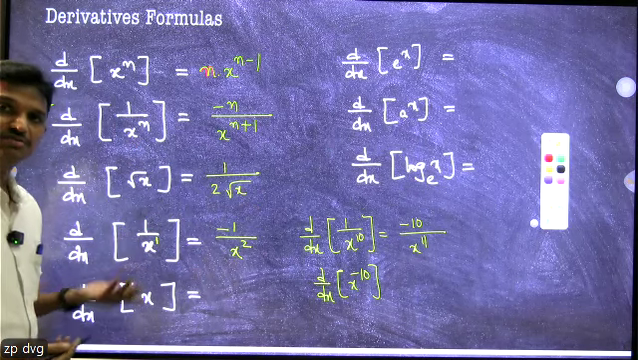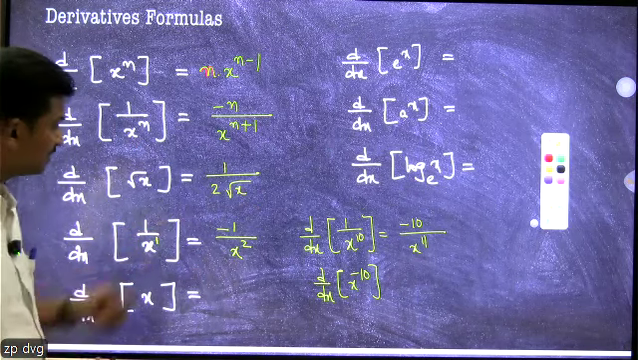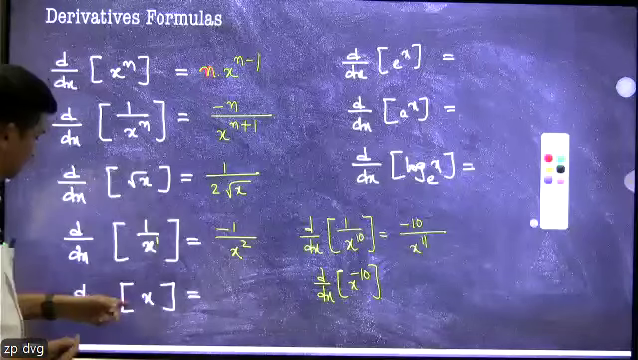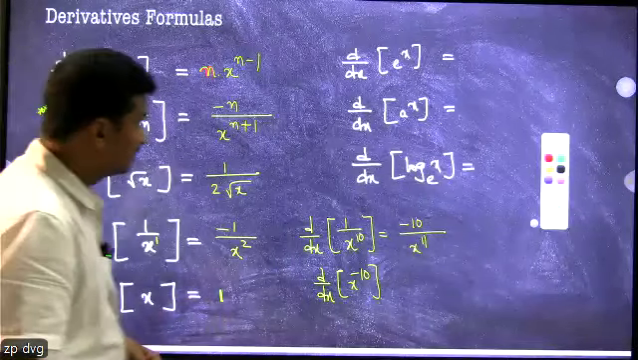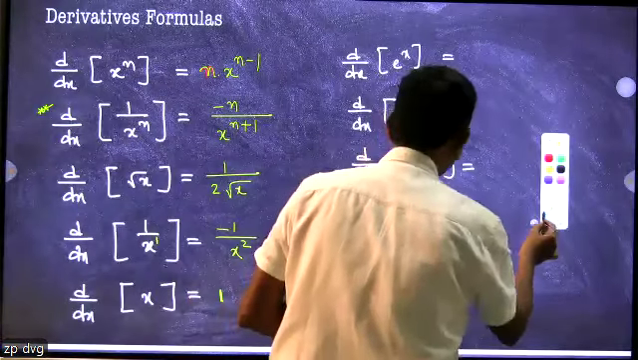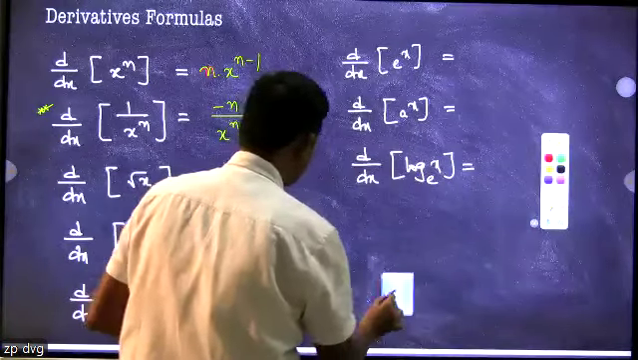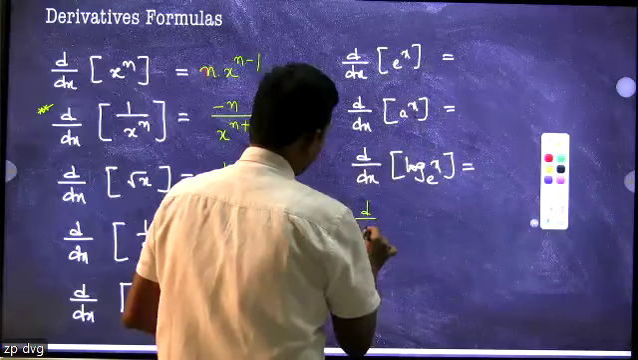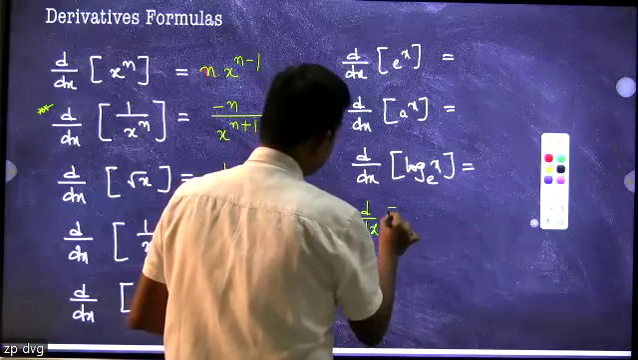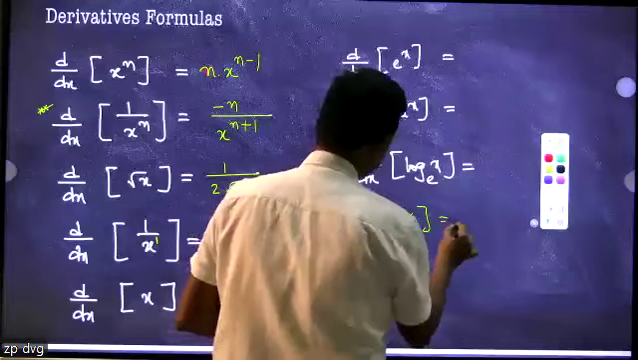Derivative of 1 by x, we use this very frequently. That's why written here. Derivative of 1 by x is minus 1 by x square, right? Derivative of x is 1. Yeah, I forgot to write one formula here. That is derivative of constant. We use it very frequently. What is derivative of constant? Derivative of constant is 0, right?